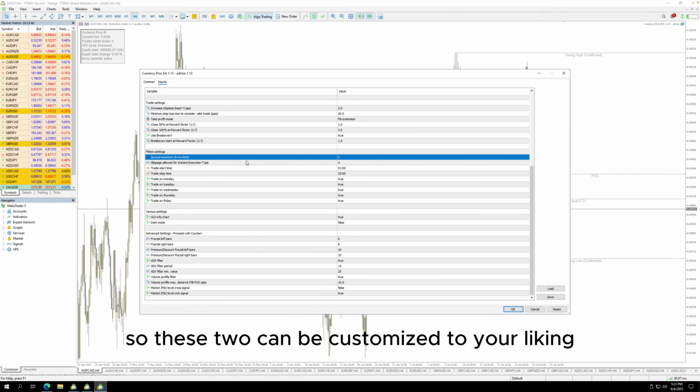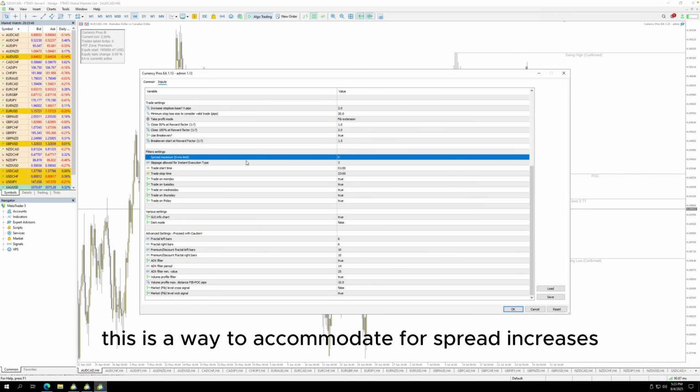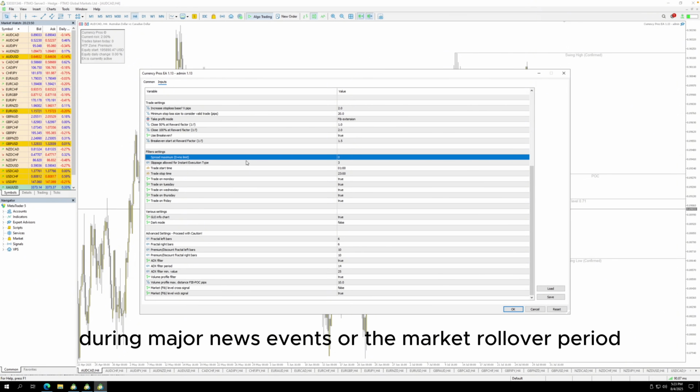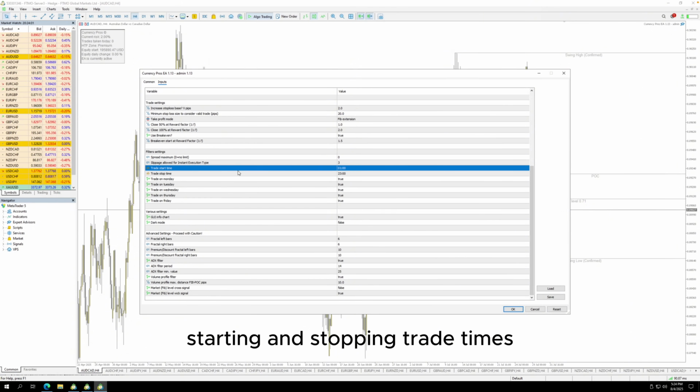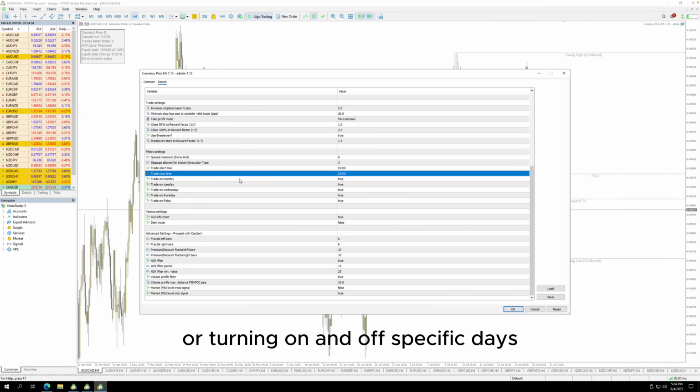So these two can be customized to your liking. And basically this is a way to accommodate for spread increases during major news events or the market rollover period. We then have a bunch of options for starting and stopping trade times or turning on and off specific days.